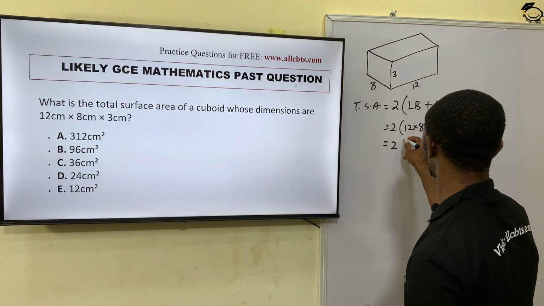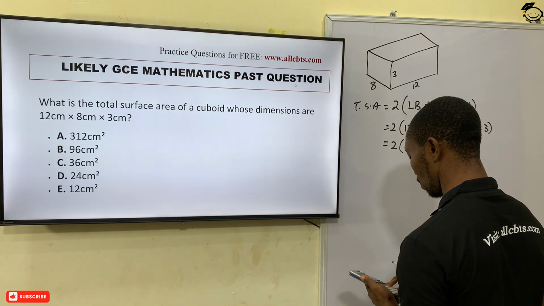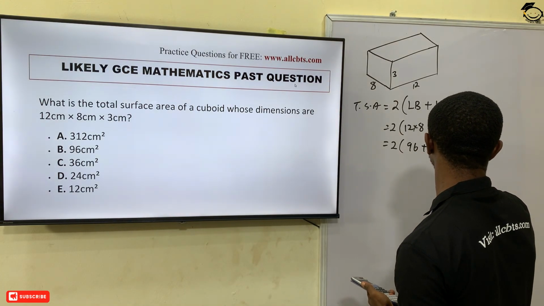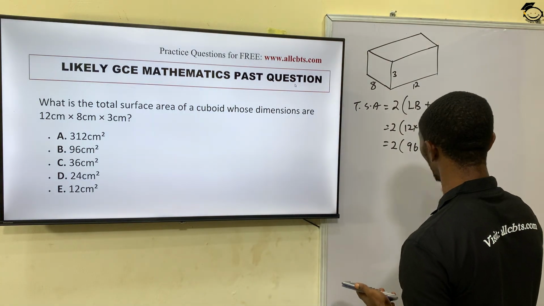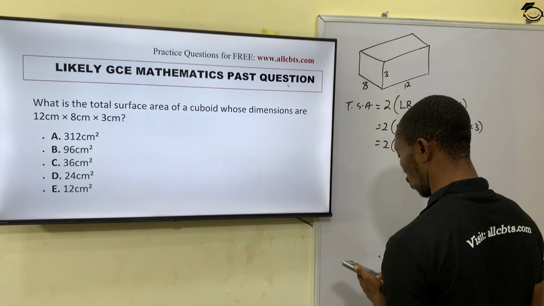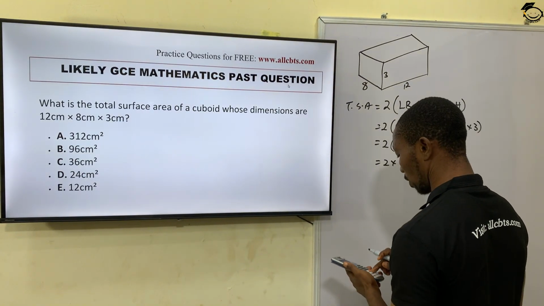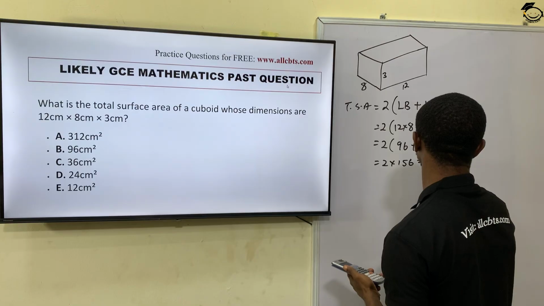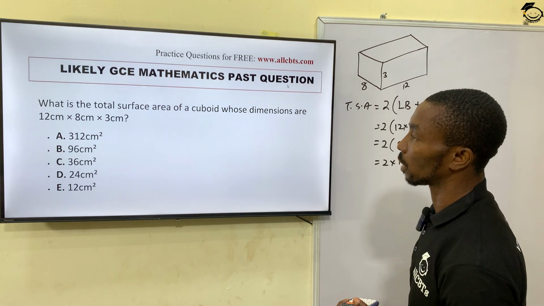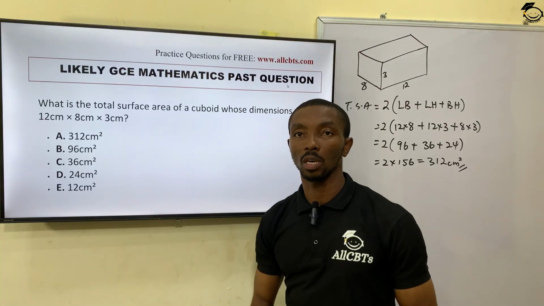Okay, so this will give us 2 brackets 12 times 8 would give us 96 plus 36 plus 24. So 96 plus 36 plus 24 would give us 2 times 156, which would give us 312 centimeter square. So the total surface area of our cuboid will be 312 centimeter squared.